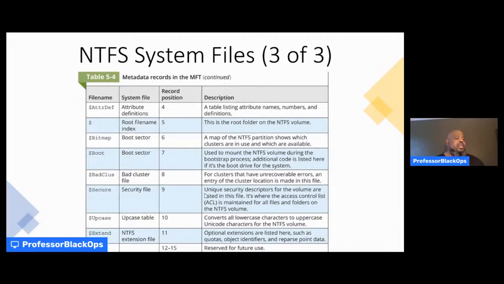Security file. Unique security descriptors for the volume are listed in the file. It's where the access control list is maintained for all files. Read, write, access. Does it inherit from somewhere else? All that's in there. Then the uppercase file, NTFS extensions, and 12 to 15 are reserved for future use, right? So if somebody tries to damage a file, you can go into this location and hopefully put the right things there. You can recreate your metadata and hopefully get to the data that somebody tried to damage.